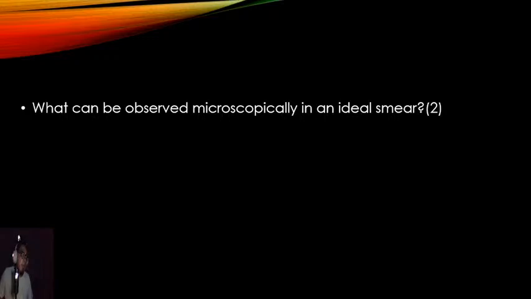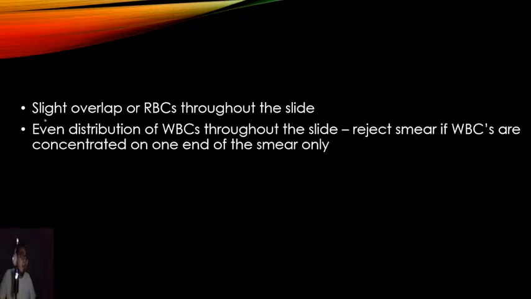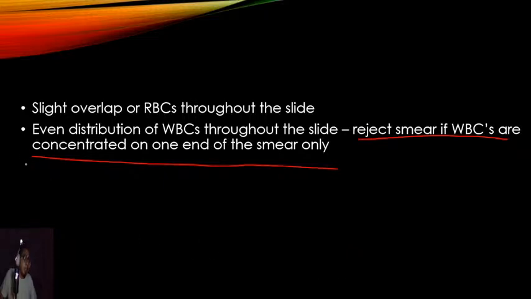All right. Now, what can be observed microscopically in an ideal smear? Well, you're going to see the cells overlap with each other throughout the slide. An even distribution of WBCs throughout the slide. Reject the smear if it's concentrated on one end of the smear only. This is the thing that I was talking about earlier. The distribution of the cells is important, especially when it comes to WBCs.